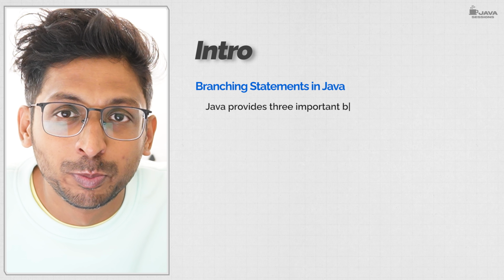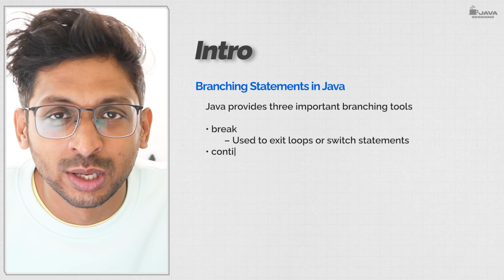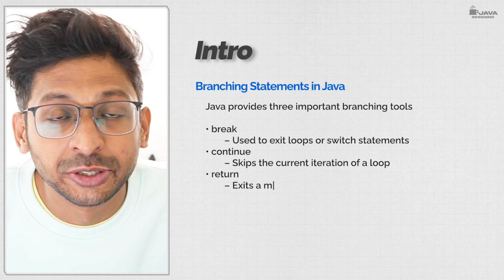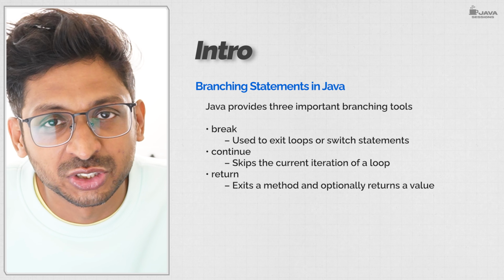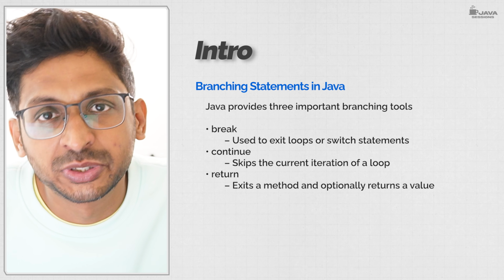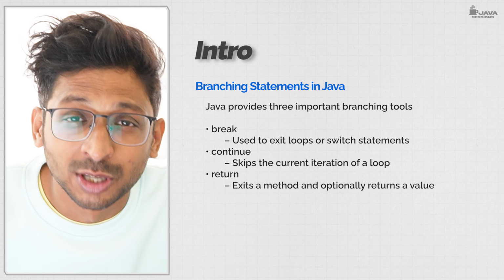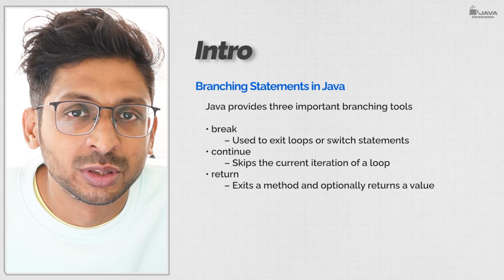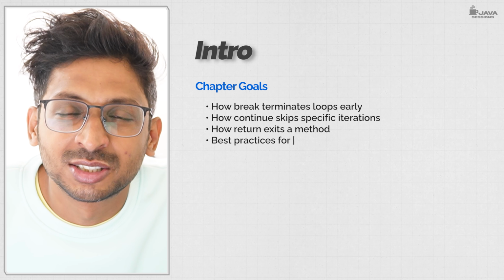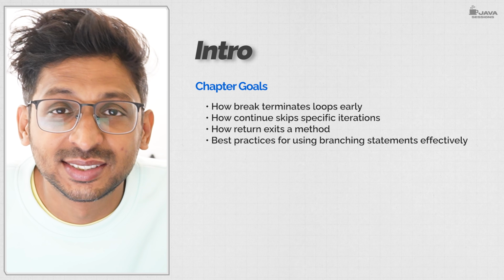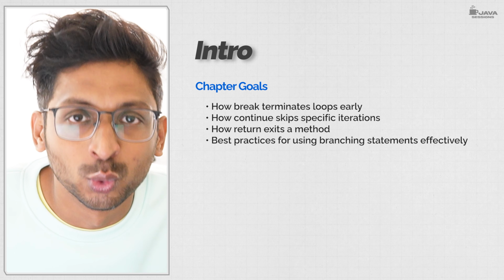We'll understand how break interrupts the loop while executing. We'll understand how continue skips that particular iteration while executing, and we'll understand how return statements help us exit from a method, sometimes with a value or sometimes with nothing. By the end of this chapter, we'll be able to write Java code that's not just functional but precise and efficient in how it flows.